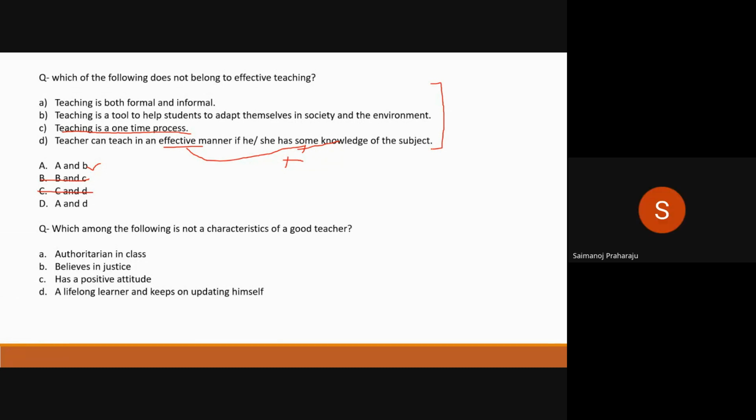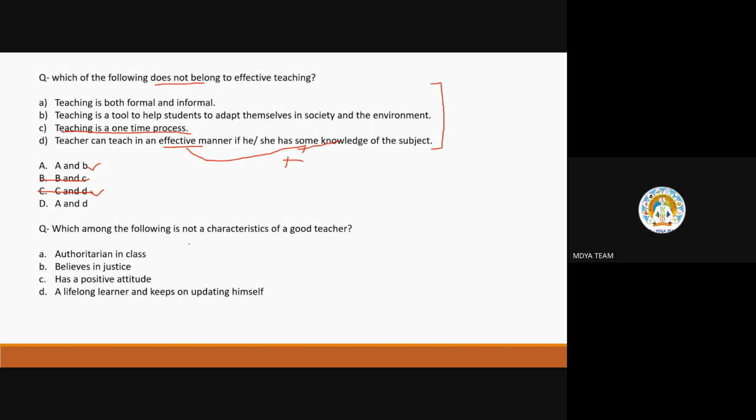Ma'am, I have a doubt. It tells which of the following does not belong to effective teaching. So, teaching in both formal and informal. Okay, very good. I'm so sorry. Here it is written which of the following does not belong to. So, the correct option will be? C. Very good. What's your name? Manoj, I think. Manoj ji? Yes, ma'am. Very good. Okay. So, these are the mistakes that students commit. Clear?